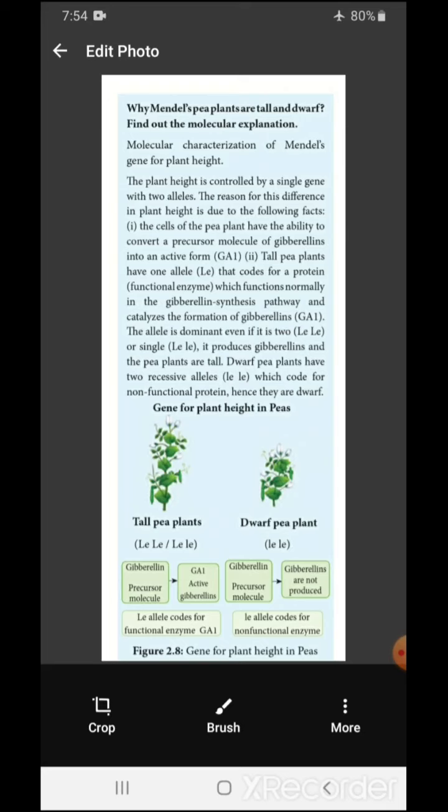That is for dwarf. So here the gene for plant height in peas is only determined by capital L small e, or otherwise capital L small e. So that is the genotype as well as phenotype represented by the length gene in the chromosomes. It is only active by the gene to stimulate the gibberellin.